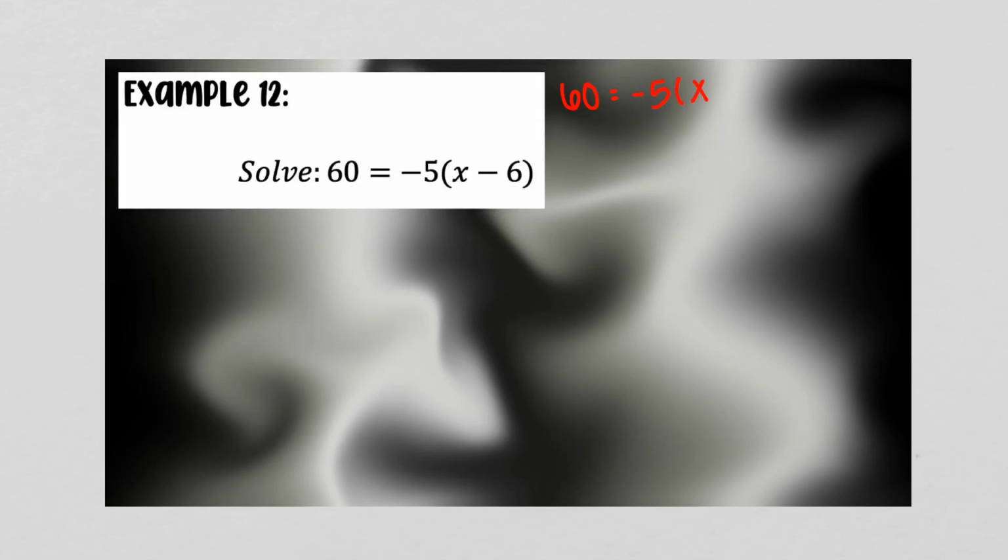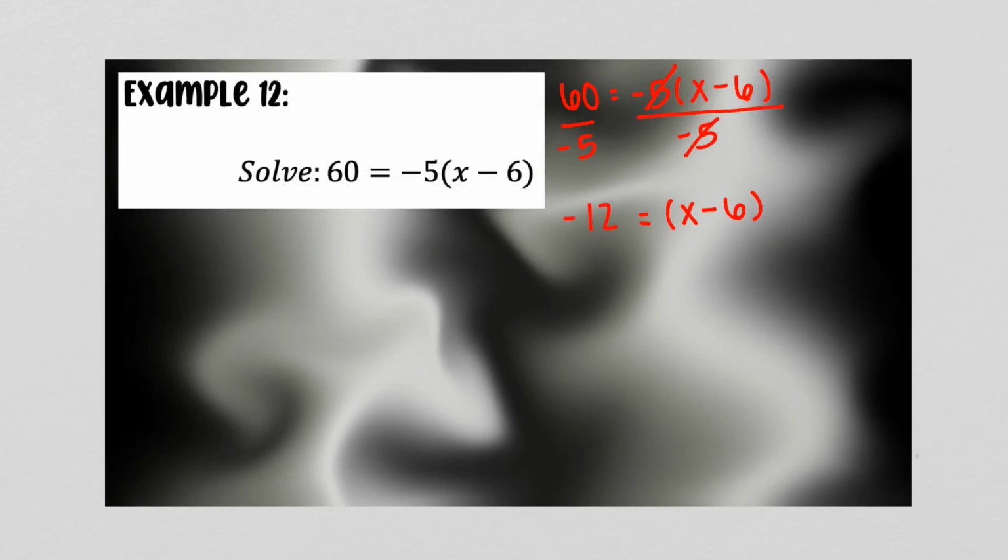Sometimes the dividing out first does not work if the 2 numbers you're dividing aren't whole numbers. So I am going to take both sides and divide by whatever is in front of the parentheses. In this case, it is the -5. When I do it on the right side, my -5's cancel out, and I'm just left with x minus 6. And then when I do 60 divided by -5 on the left, I'm left with -12.